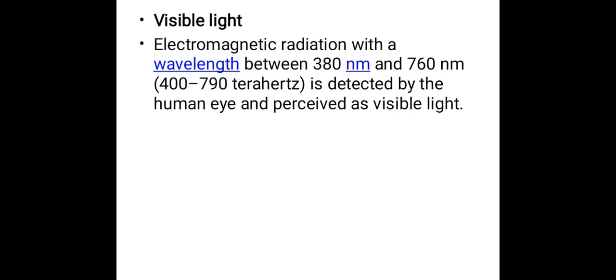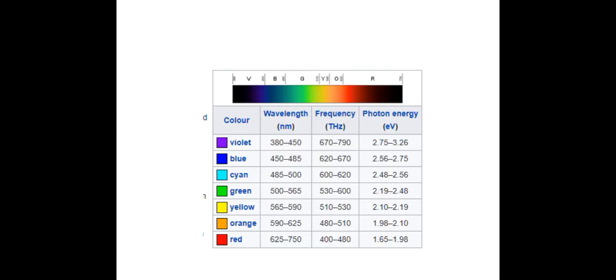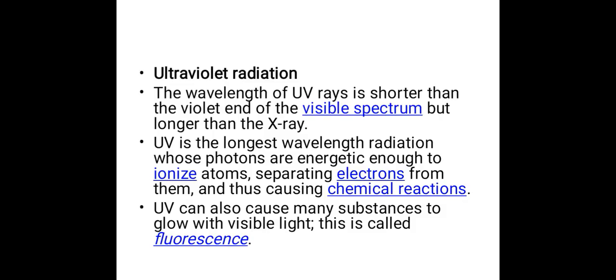Visible light. Electromagnetic radiation with a wavelength between 380 nm and 760 nm is detected by the human eye and perceived as visible light. Ultraviolet radiation.